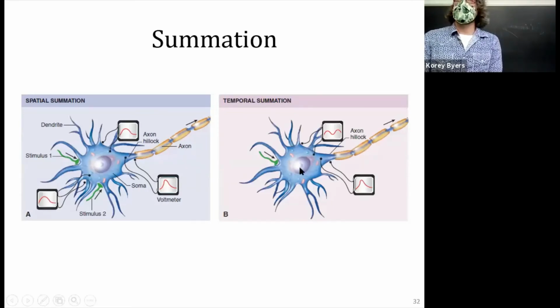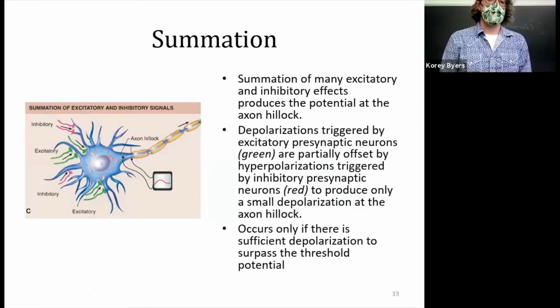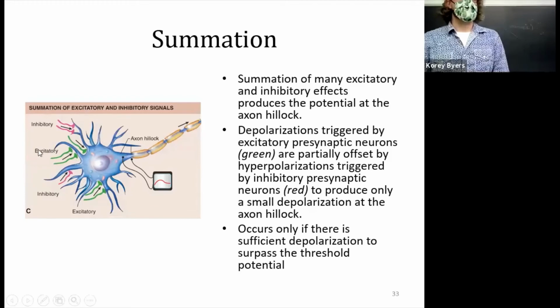It could just be temporal, where it's one axon, but it's sending an impulse over and over again until we depolarize enough to send that action potential. So spatial is a lot of axons talking to one cell. Temporal is the same axon, just communicating over and over again, making sure that we depolarize, if that is what is necessary. And so summation is just the combination of enough stimuli to set off the action potential.